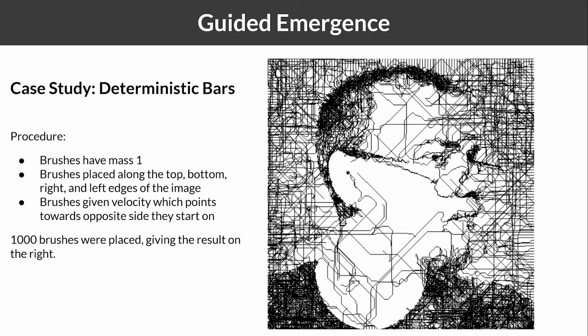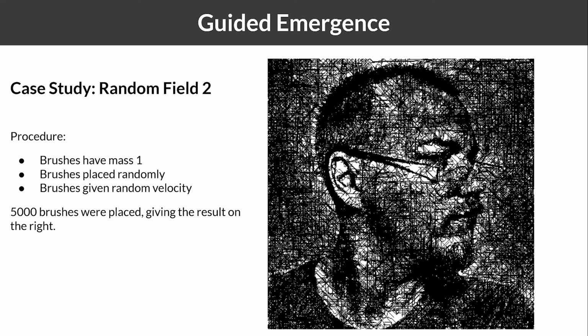So I decided to play around with another idea that I called the deterministic bars approach. Basically, brushes are placed along the edges of the image: the top, the bottom, the left, and the right. They're all split and distributed evenly among each of those edges of the image. Then the brushes are given a velocity which points to their opposite edge. So if a brush is placed at the top, its velocity points it downwards, and if it's placed on the right, its velocity points it leftwards, which causes it to naturally seek out and go towards the center of the image. And already we can see that this has resulted in a substantially different image from the previous one.